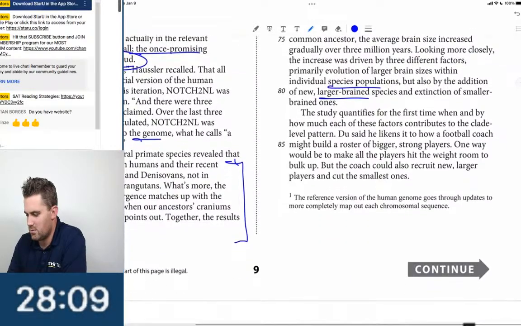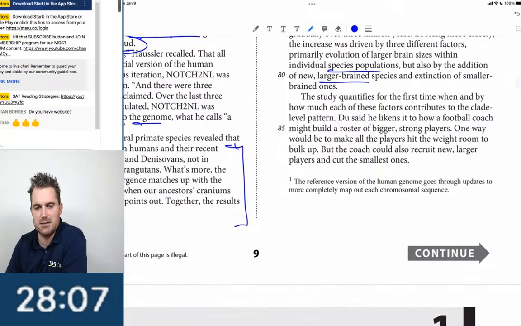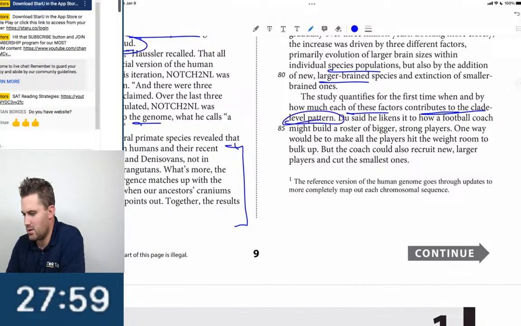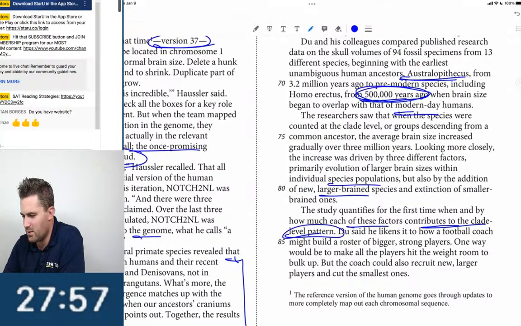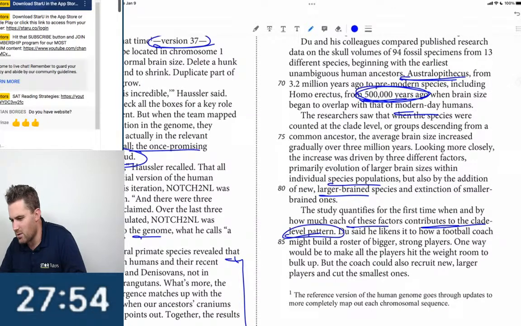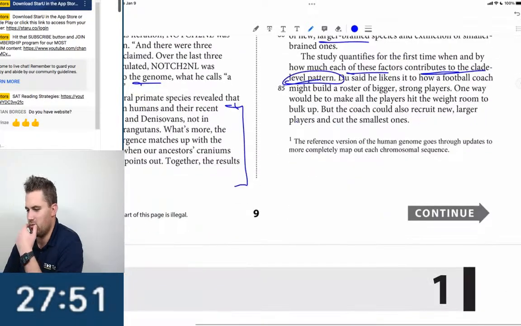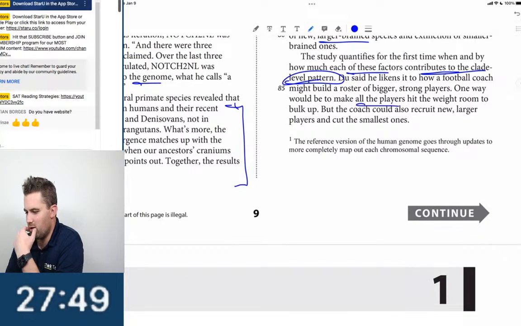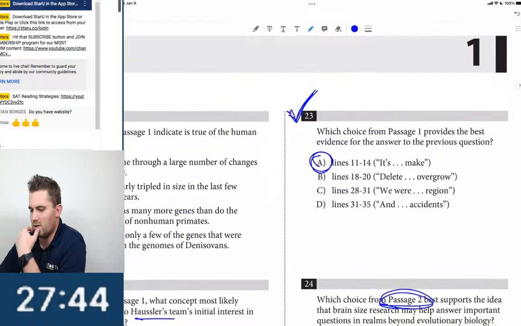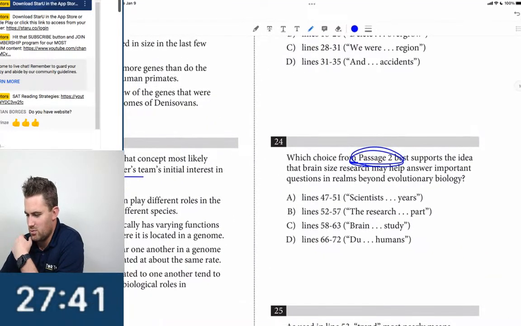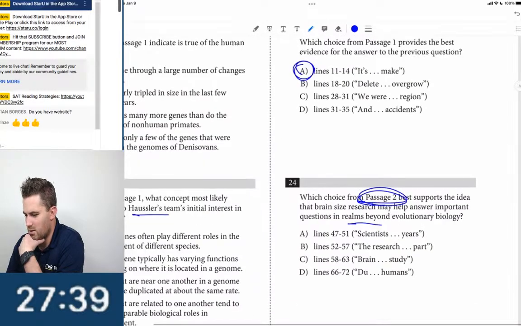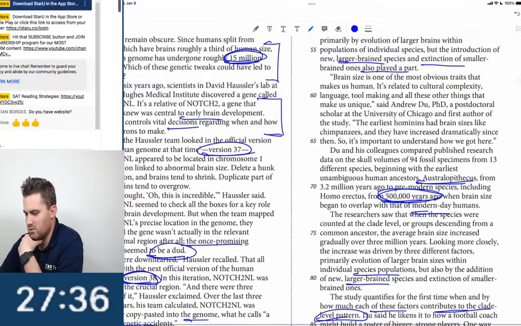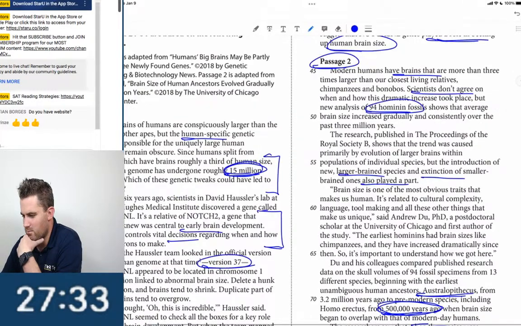Okay, so this one's basically saying that it doesn't seem like it's a gene, right? It contributes to the clade level pattern. What was that again? Sorry. You said that when the species were kind of grouped the same. Okay, so it just kept going, right? With me. Okay, so recruit larger. Okay, which choice from brain studies may help answer important questions beyond evolutionary biology? Beyond evolutionary biology.